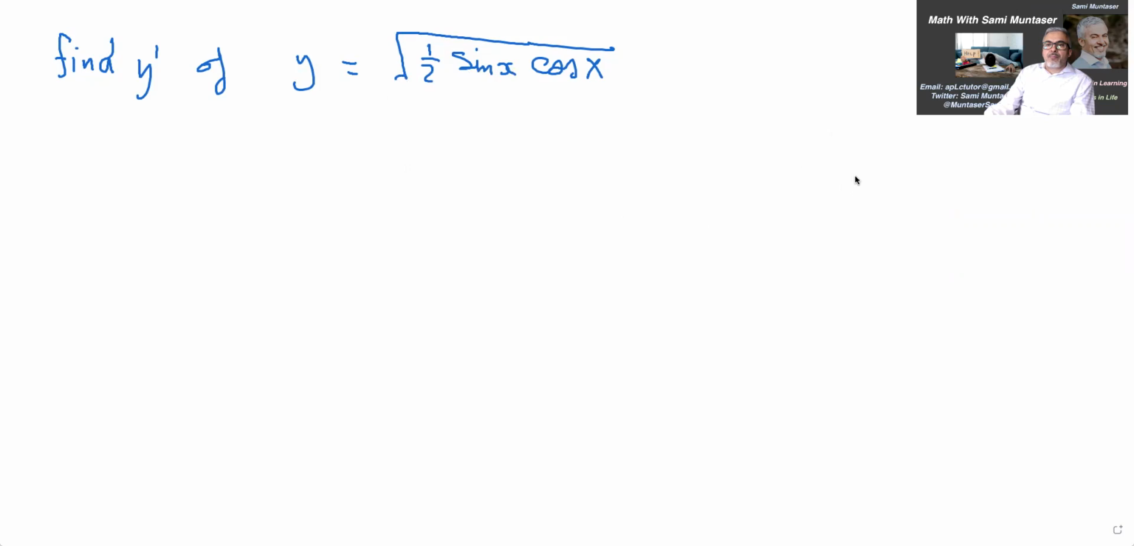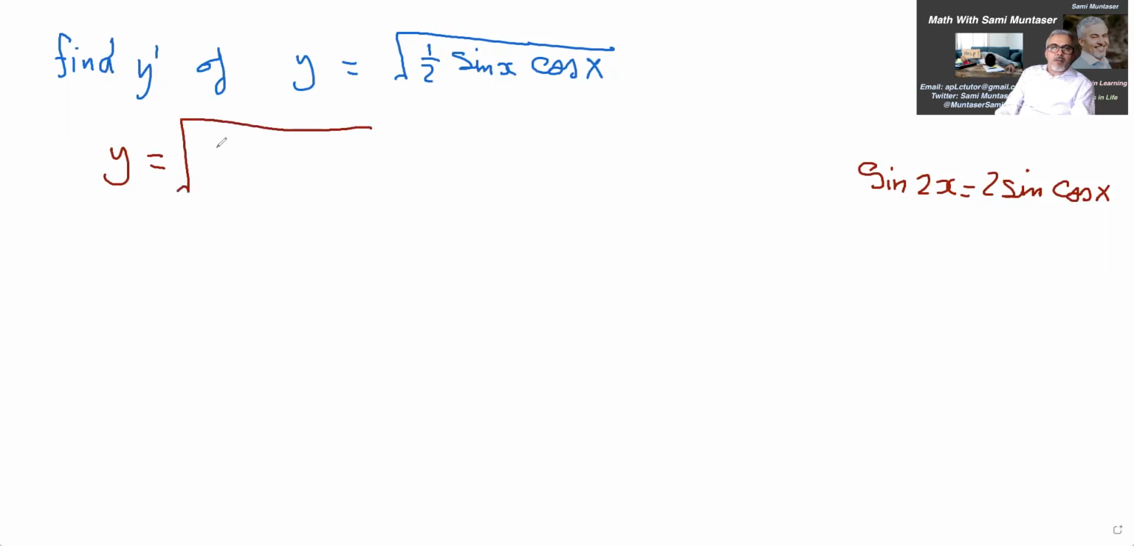So now we know from the identity that sine 2x equals 2 sine x cos x. So here, for me to change this to 2 sine x cos x, what we need to do is manipulate it. I'm going to put a half, the same half there.